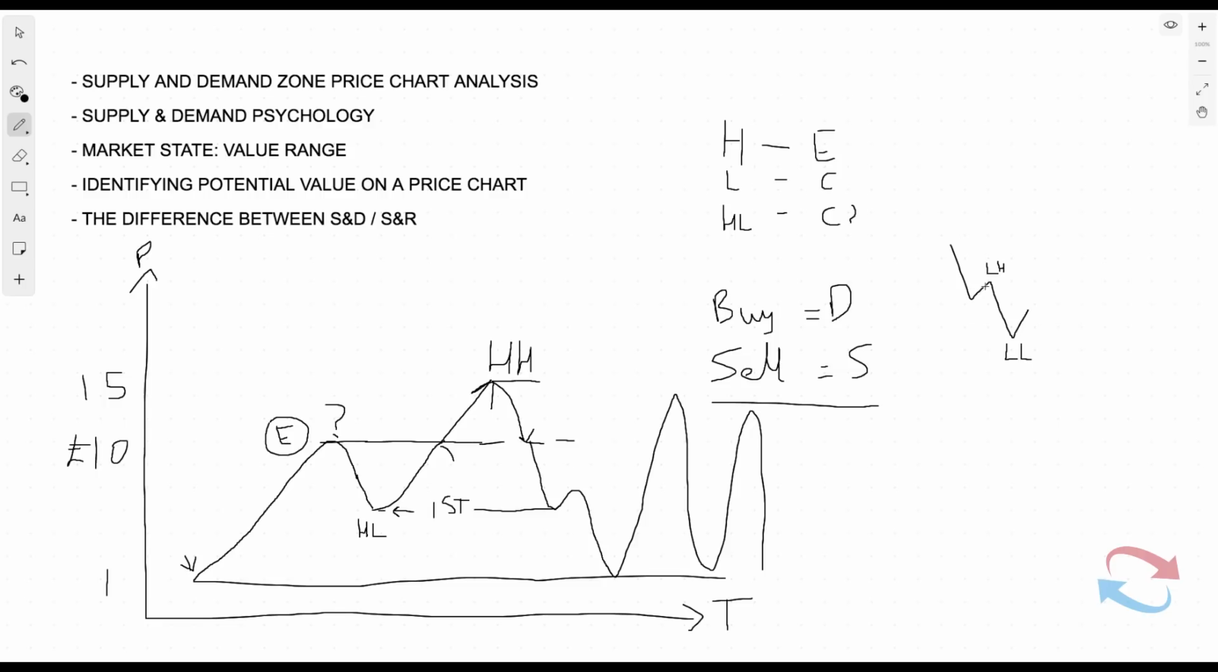And if we understand that this area here is the area where people weren't willing to buy, or I should say, supply exceeded demand and pushed price lower, this has to be the strongest area of supply, for the same principles.